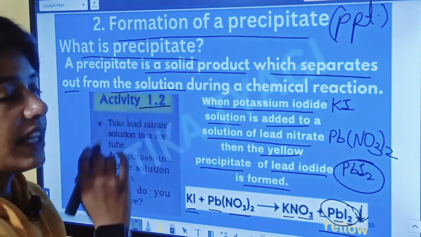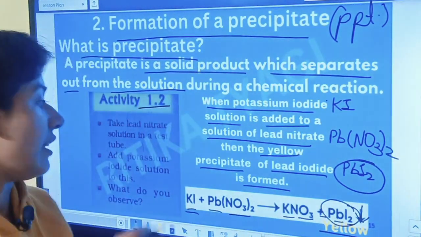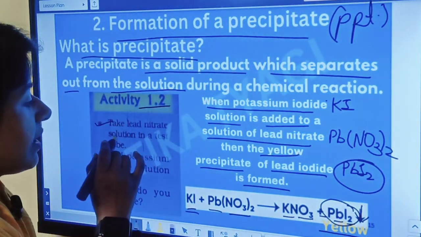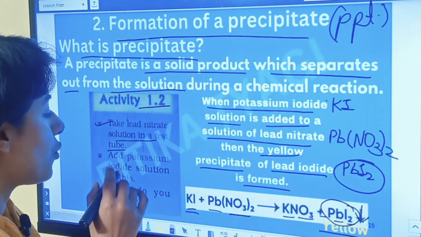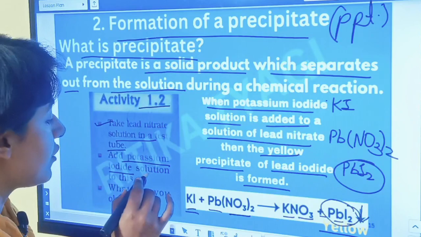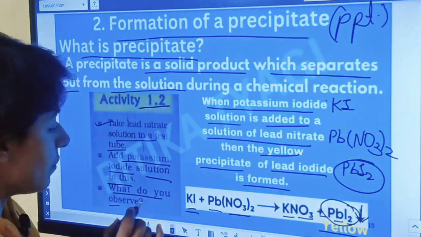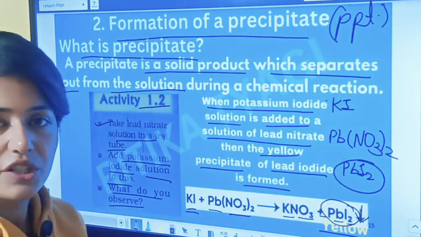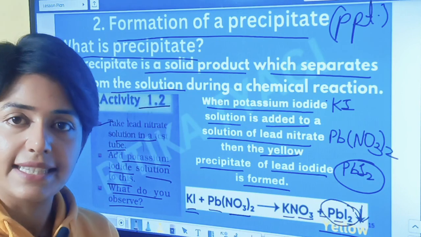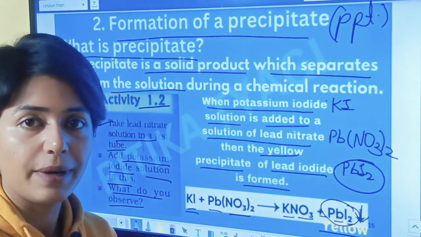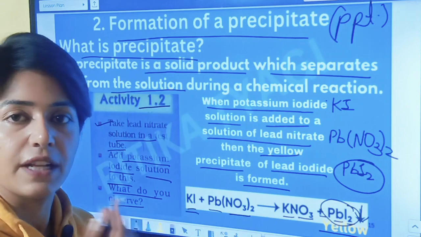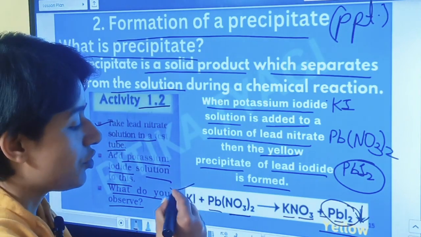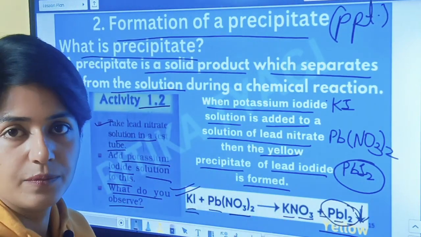It is Activity 1.2 in NCERT. Take lead nitrate solution in a test tube. Add potassium iodide solution to this. What do you observe? Our observation is that there is a formation of yellow precipitate of lead iodide, which settles down at the bottom of the beaker, and we can show this equation also.